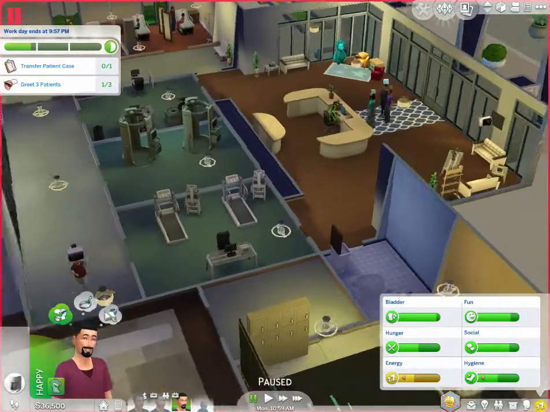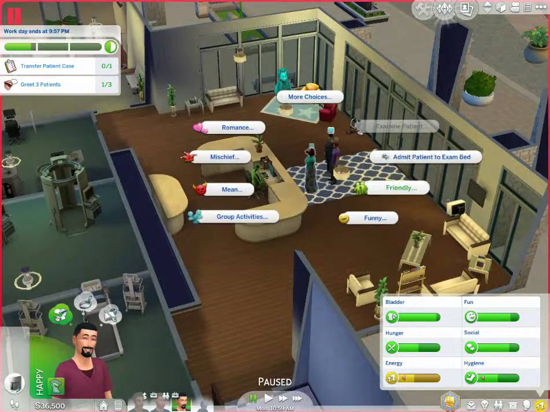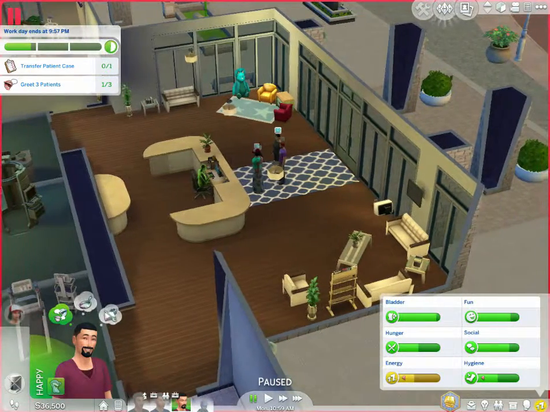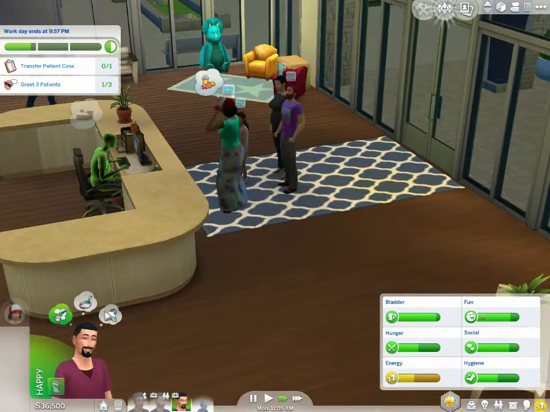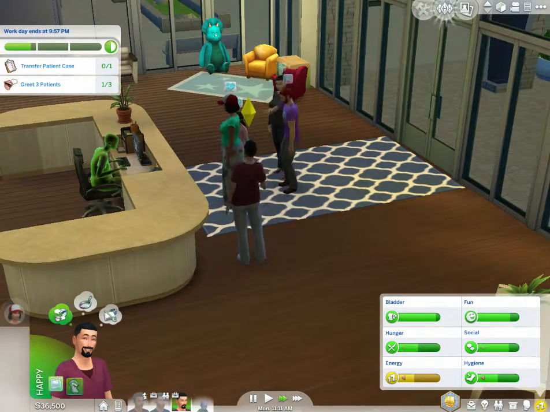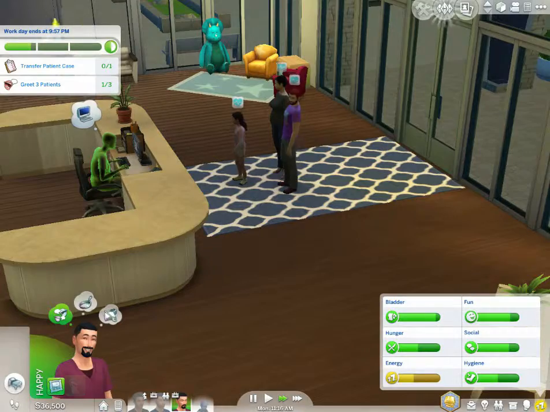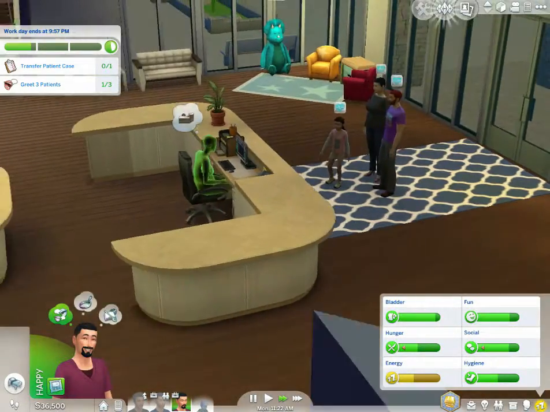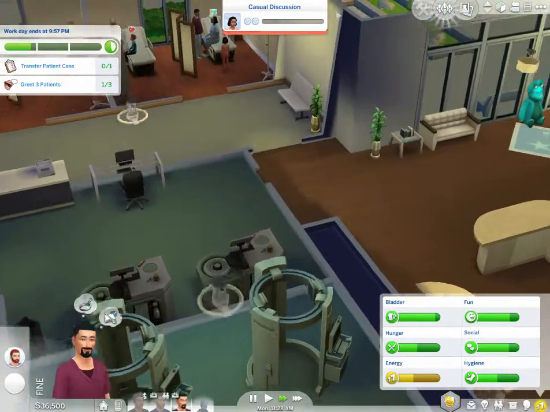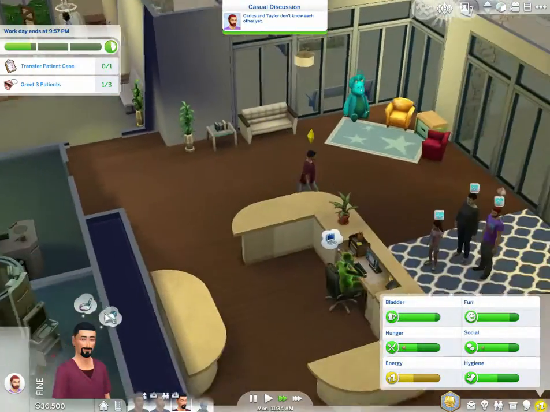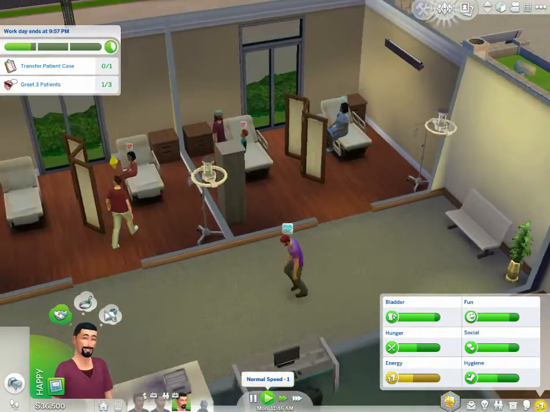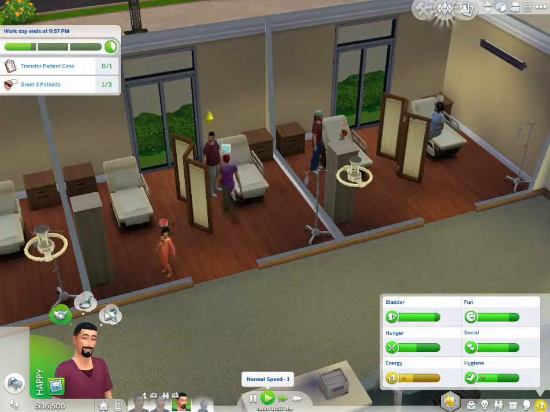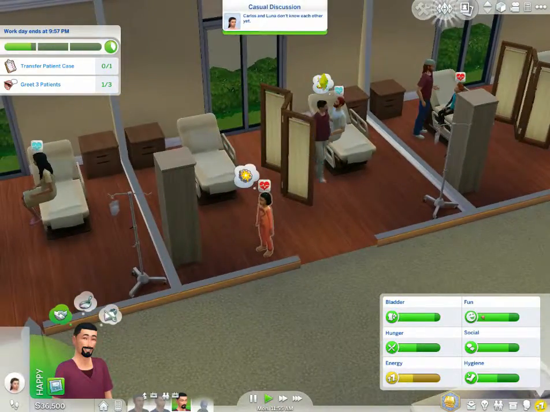Greet three patients. I'm assuming I could admit people to exam beds. That's somewhat creepy greeting though, isn't it? And then it's meant to be patients in the bed. Let's go do that. I'm doing something. Okay.